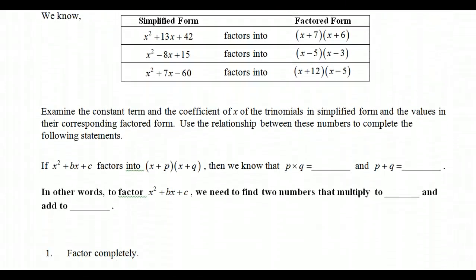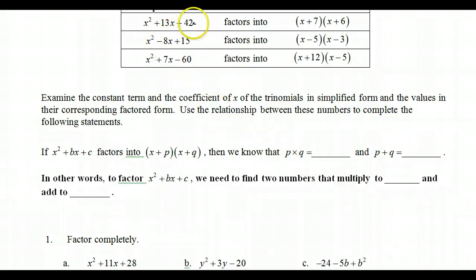If we examine the constant term and the coefficient of the x of the trinomials in simplified form, so these are the constant terms here, here, and here, and the x coefficients of the simplified form, then we want to use the relationship. For example, if x squared plus bx plus c factors into x plus p times x plus q, then p times q, the last term, is c, and p plus q will be b. In other words, to factor x squared plus bx plus c, we need to find the two numbers that multiply to c and add to b.